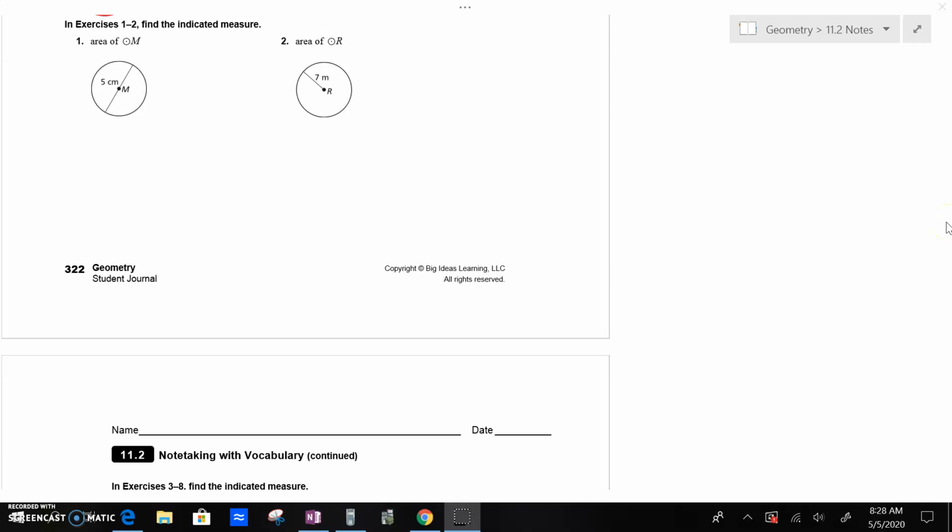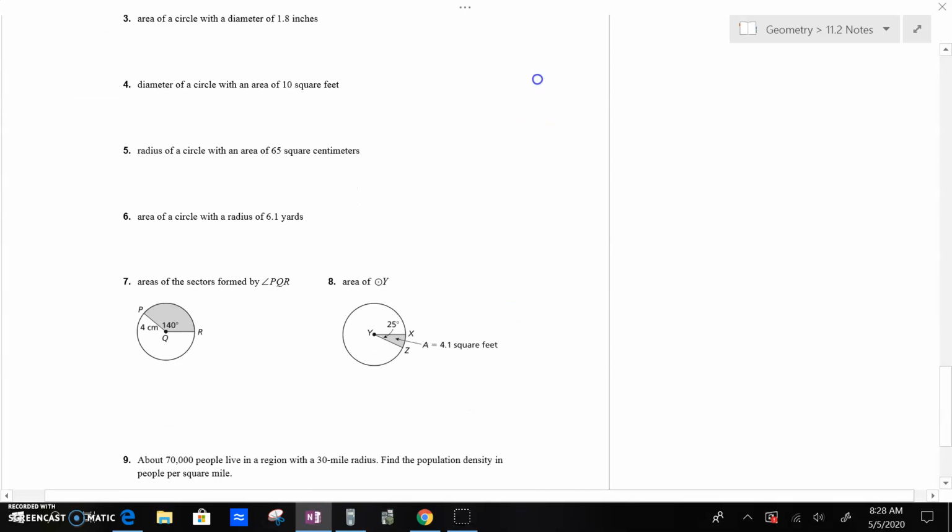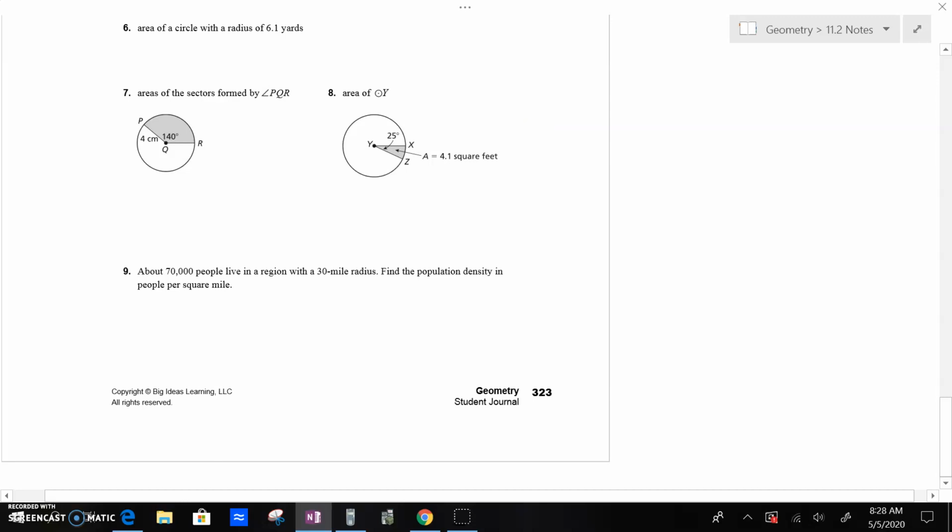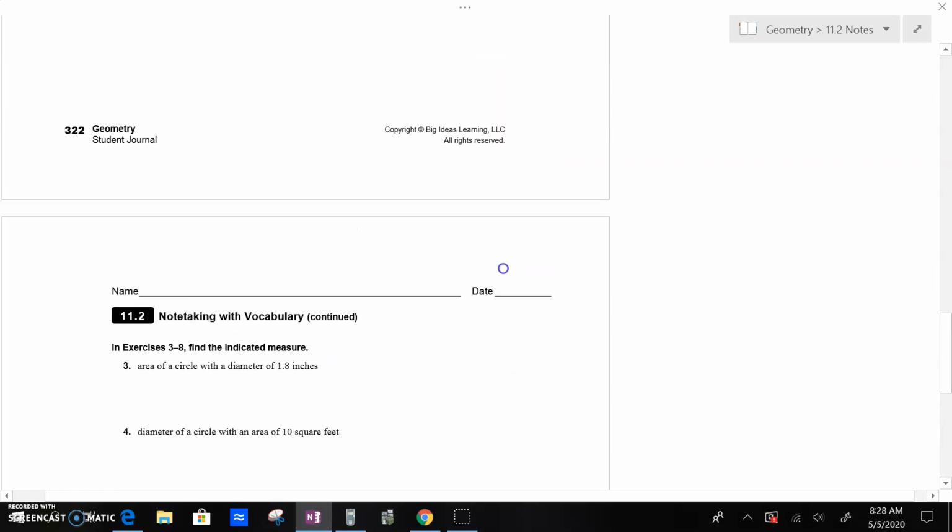Okay, so in this video we are going to do a few example problems from section 11.2. We're going to use the problems on the bottom of the notes template. So we'll start with question 1 and work our way through. We're not doing population density, so we're not actually going to do number 9. So we'll do questions 1 through 8.